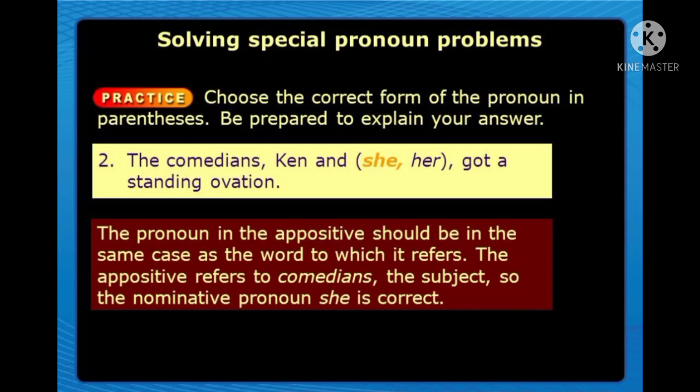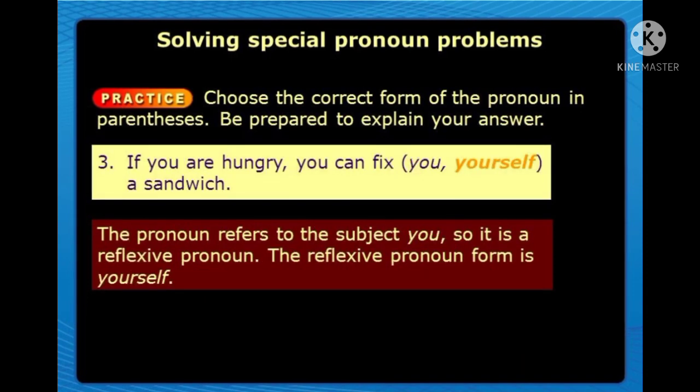Number 2. The comedians Ken and she got a standing ovation. The pronoun in the appositive should be in the same case as the word to which it refers. The appositive refers to comedians, the subject, so the nominative pronoun she is correct. Number 3. If you're hungry, you can fix yourself a sandwich. The pronoun refers to the subject you, so it is a reflexive pronoun. So the reflexive pronoun form is yourself.